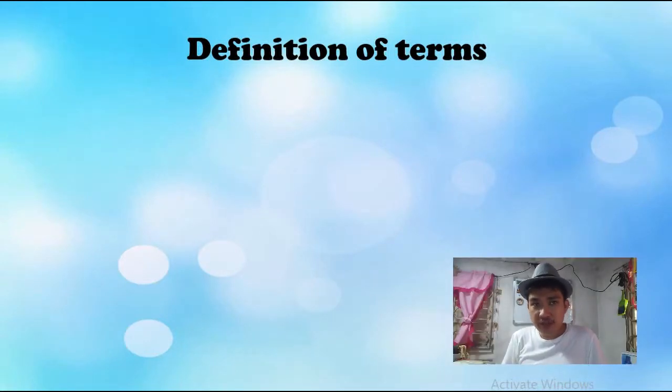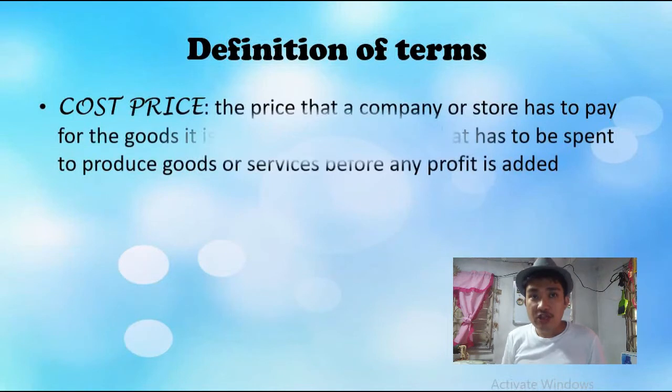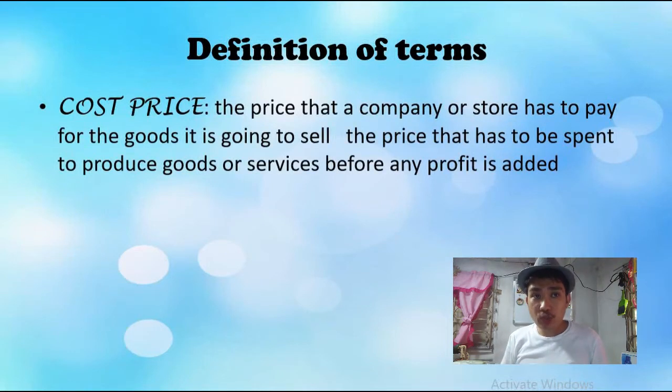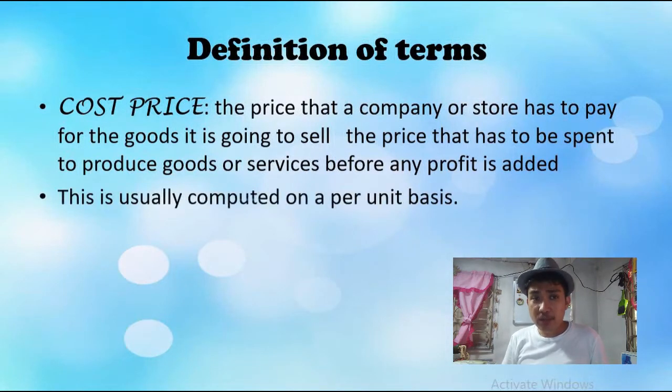Definition of terms. Cost price: the price that the company or store has to pay for the goods it is going to sell, the price that has to be spent to produce goods or services before any profit is added. This is usually computed on a per unit basis.